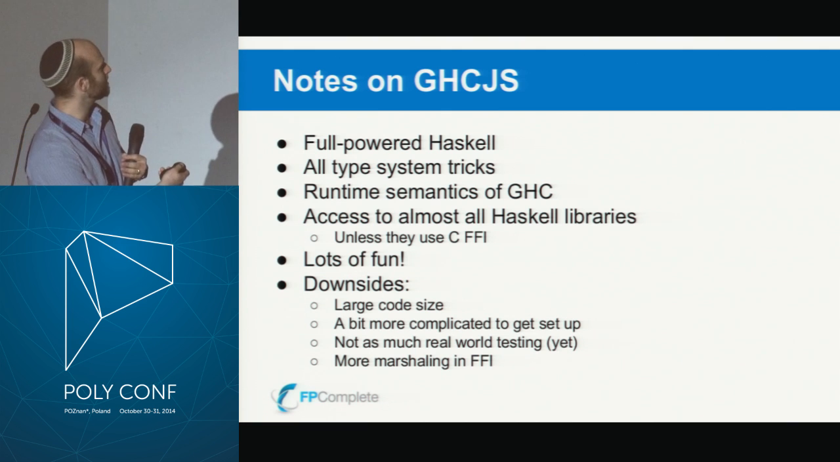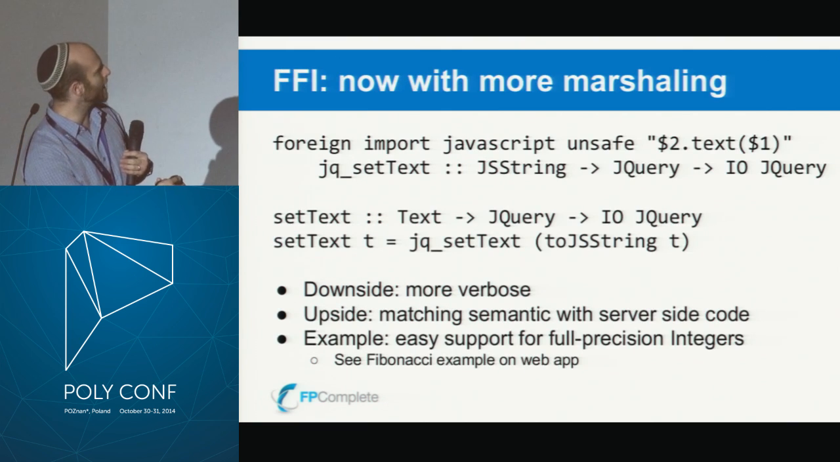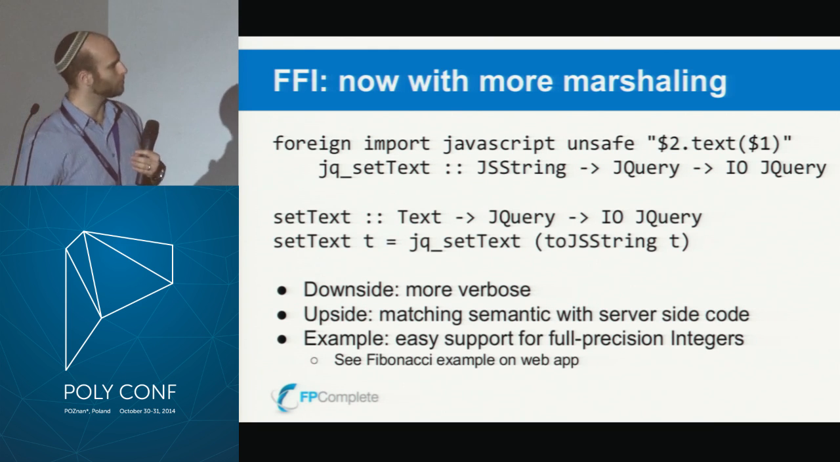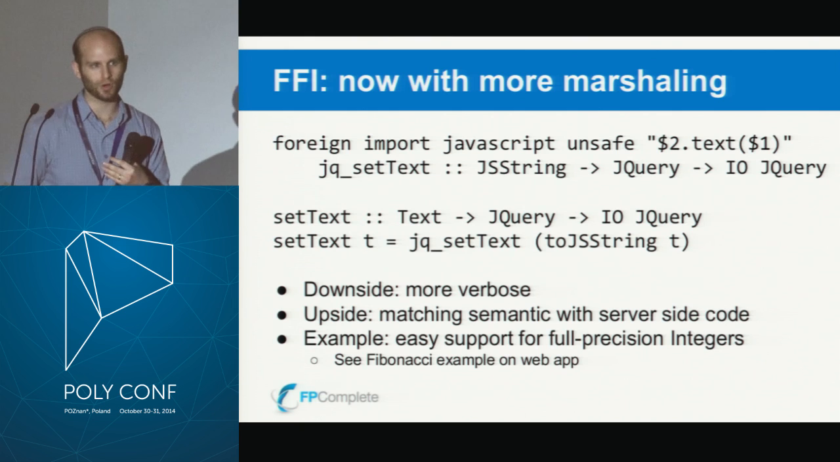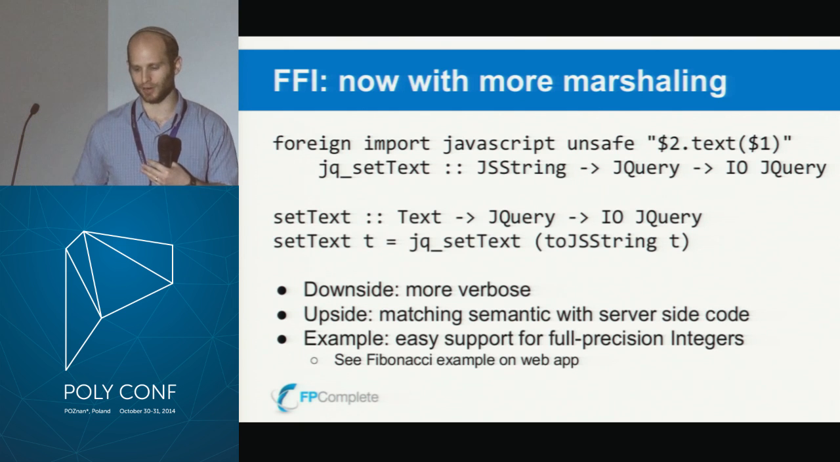I actually did have a slide demonstrating the FFI. So you can see we have to convert the text value from Haskell into a JavaScript string value, a JSString is what we call it, before you're able to use it. So it's a little bit more verbose than the normal FFI, but it's not too terrible.